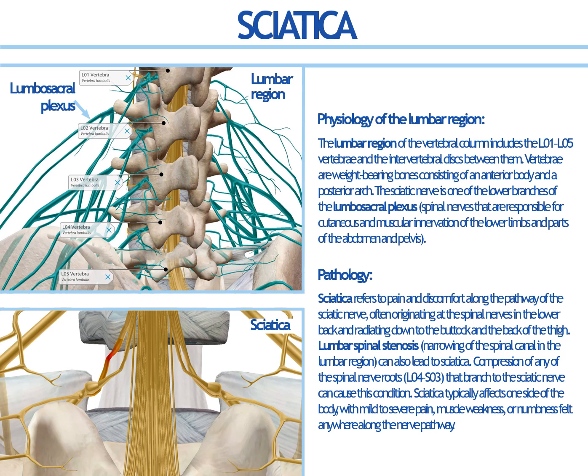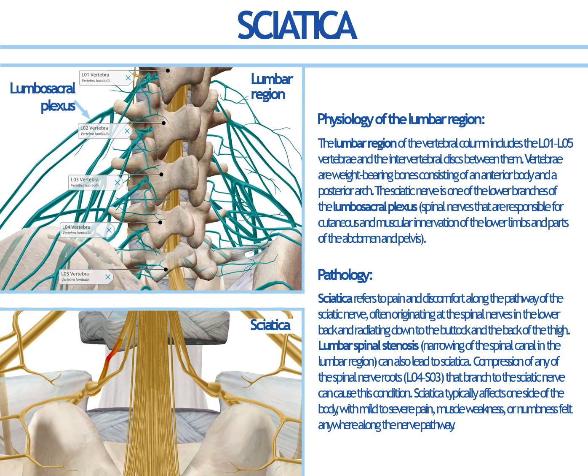The lumbar region of the vertebral column includes L1 through to L5 vertebrae and the intervertebral discs between. Vertebrae are weight-bearing bones consisting of an anterior body and a posterior arch. The sciatic nerve is one of the lower branches of the lumbosacral plexus, the spinal nerves that are responsible for cutaneous and muscular innervation of the lower limbs and parts of the abdomen and pelvis.